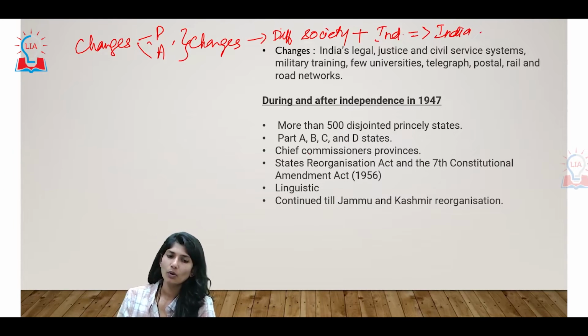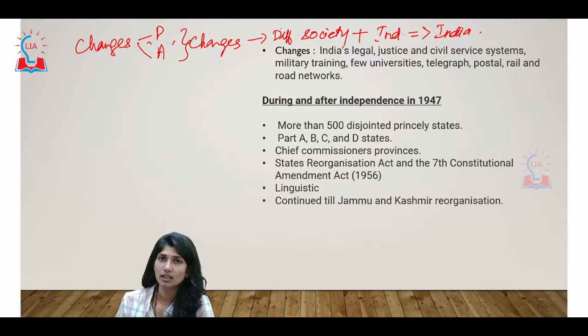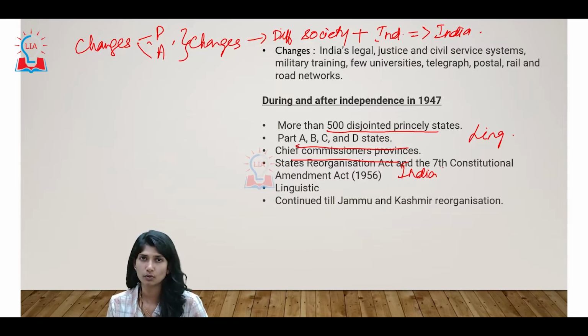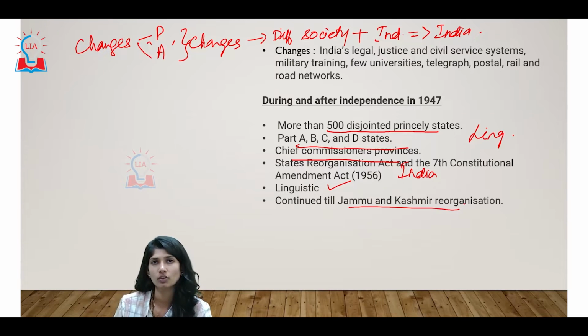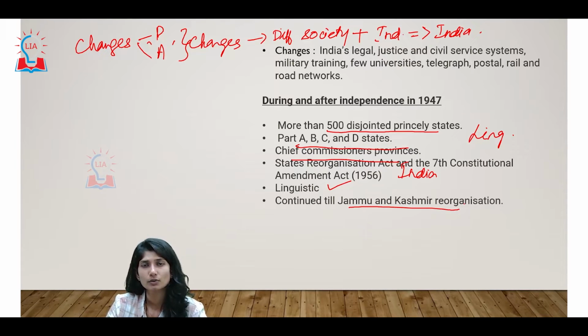Now, post independence, that is post 1947, when we inherited our entirety of something called India, we had more than 500 disjointed princely states. We had these things called Part A, B, C, D states. We had chief commissioner provinces. Then we had a section of people fighting for linguistic states. Thus we start with the States Reorganization Act. We have to come in with the 7th Constitutional Amendment Act, based on linguistic, and from there whatever pursued went on up till our recent Jammu and Kashmir reorganization. I hope this question is clear as to what you should be answering. We're giving an overview of what they are asking, what you should be answering.